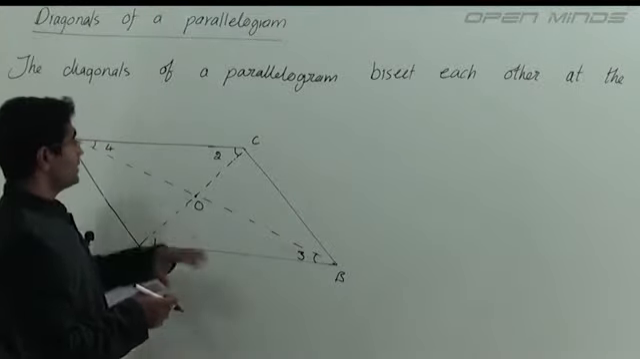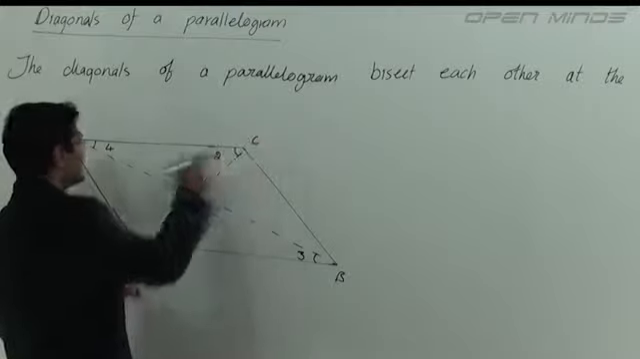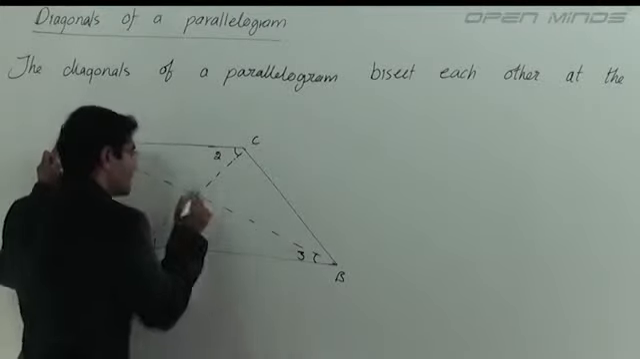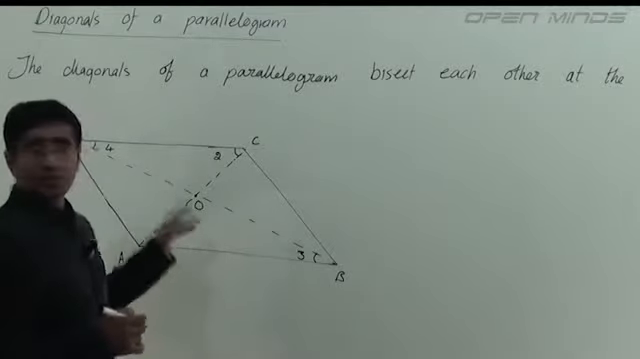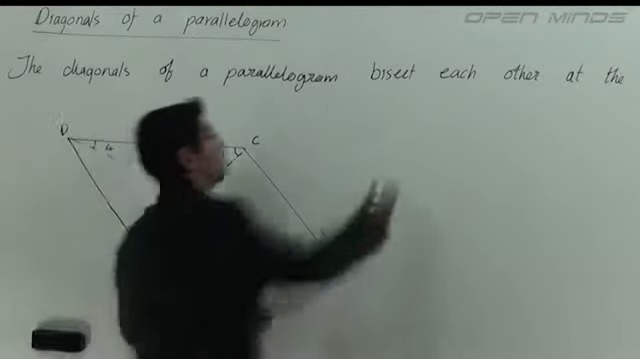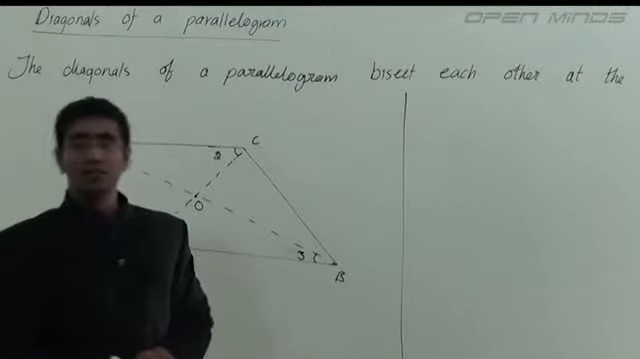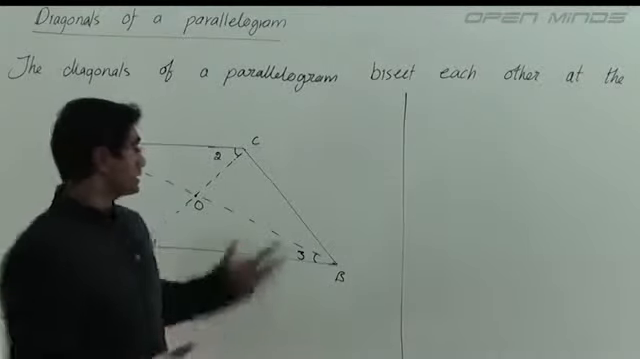And I can see the other way around also. The diagonal AC is cutting BD exactly here at its midpoint. It means it is bisecting BD at this point. So that's what we need to prove. How will I do this? This can be done very easily with the ASA postulate.